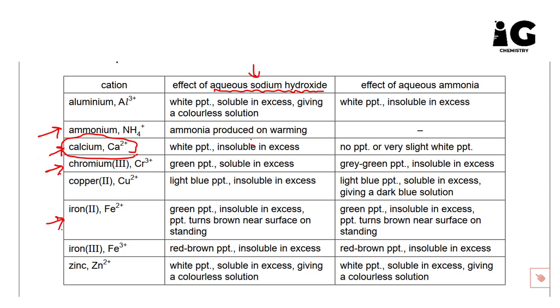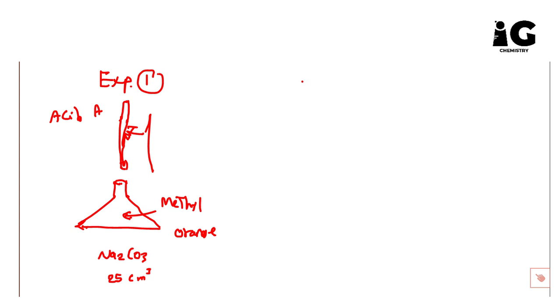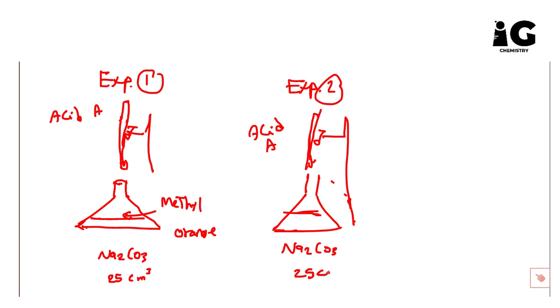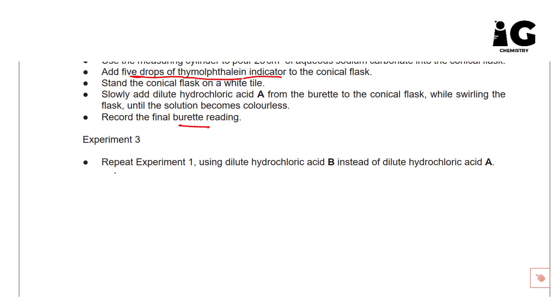Okay, so actually we need to show something here. This is experiment two, and almost everything is the same except the indicator. So here we have everything almost the same, this is the burette, stand like this. Of course, this is a quick drawing, and we still have acid A again, but the difference here is this is also Na2CO3 aqueous, 25 cm³, but here we have thymolphthalein, this is the indicator, okay?